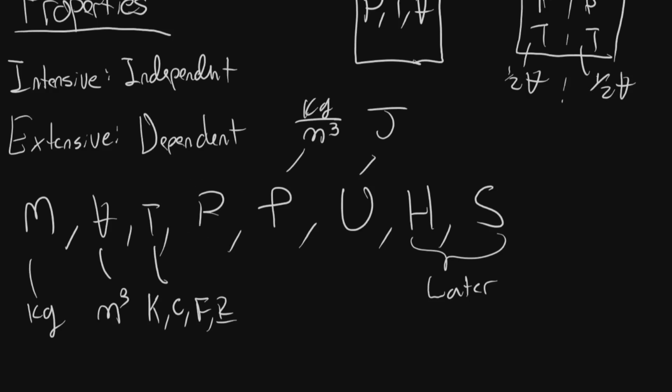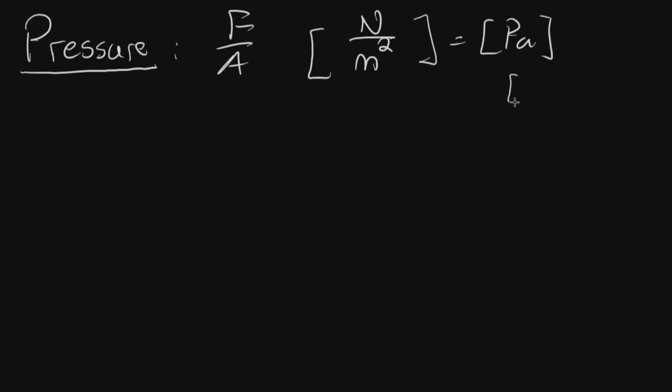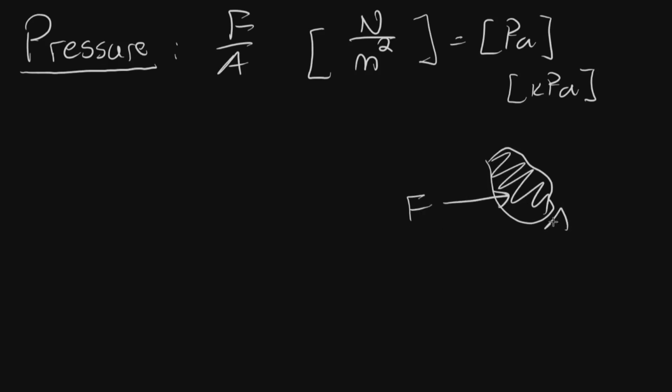So let's talk about pressure. Pressure is a little bit more involved than the other ones. So pressure is defined as force over area, which means that its units are newtons, which is our unit of force, per square meter. And this is also the same thing as pascals. Now because pascals are kind of small, we use the kilopascal a lot, which is just 1,000 pascals. So basically what this is saying is if I have some area and I apply a force to it, then the force per unit area is going to be my pressure.